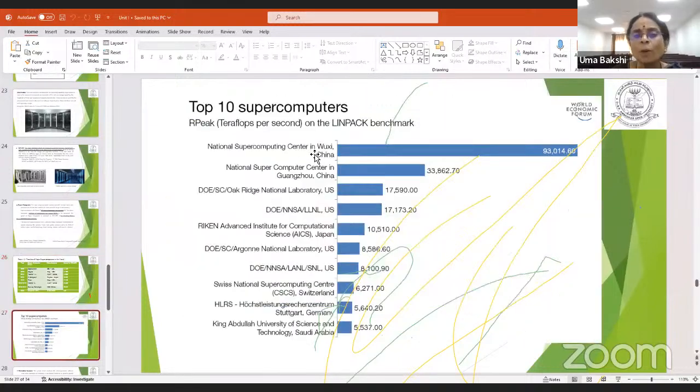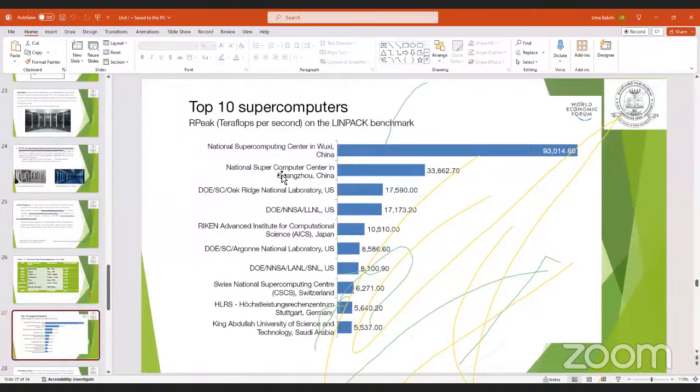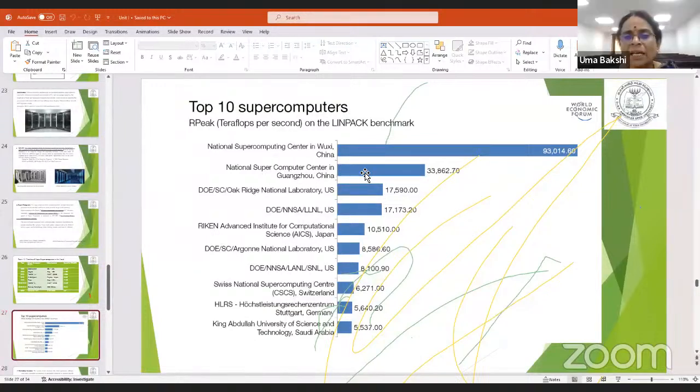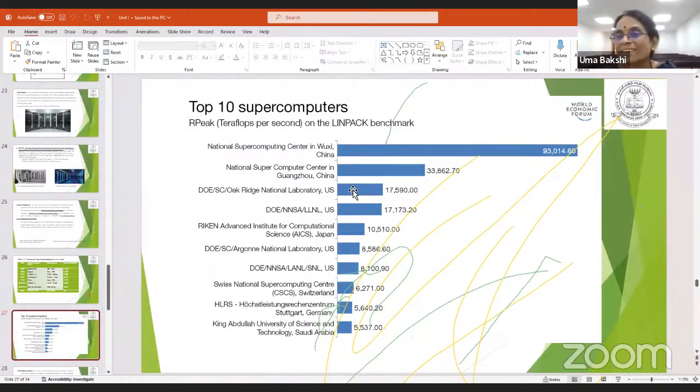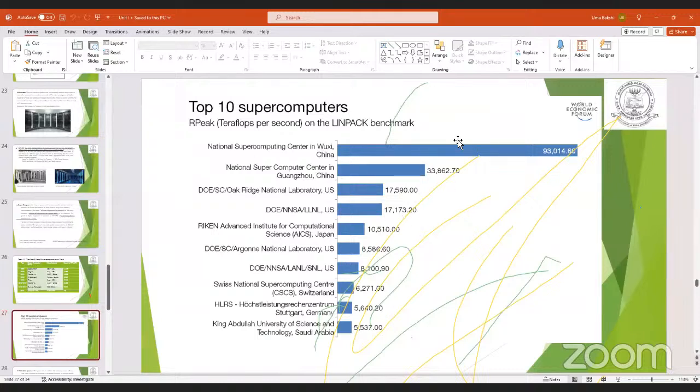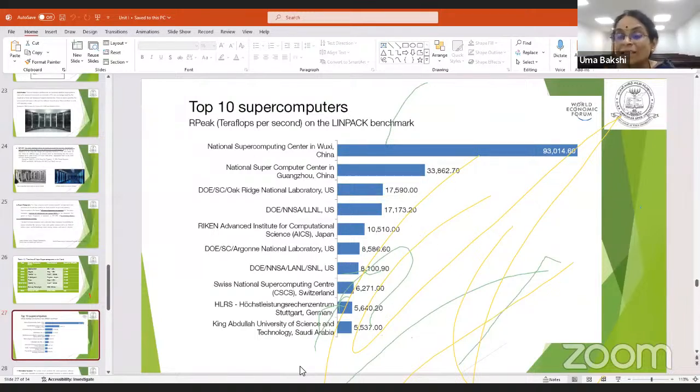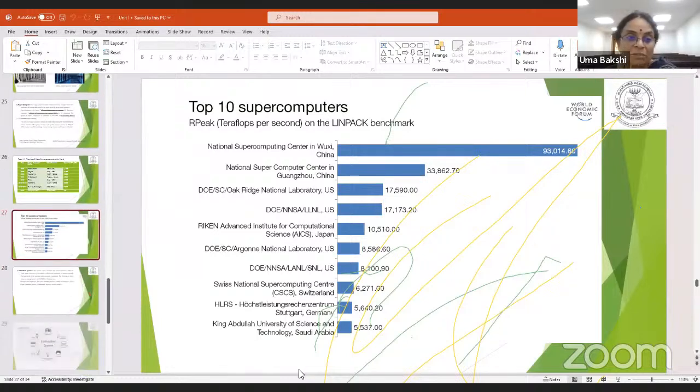Then we have the top 10 supercomputers. China has the best supercomputer. China National Supercomputing Center, then National Supercomputer, again China. Third place is US. We think US is great. Did you ever guess this? No, right? India doesn't even stand anywhere in this line of 10 supercomputers. So this is the processing part of it. That's how the computers are working across the world.